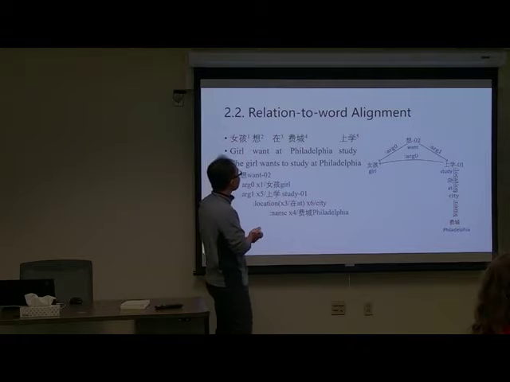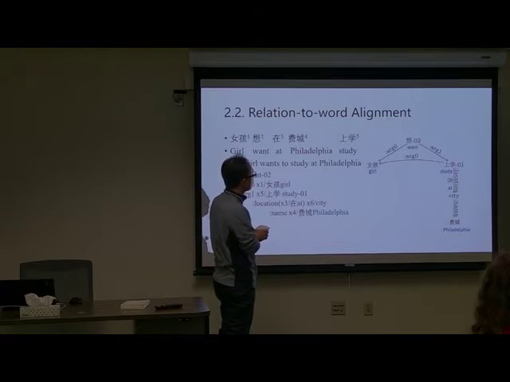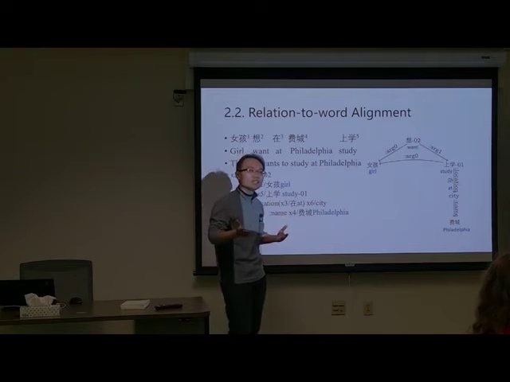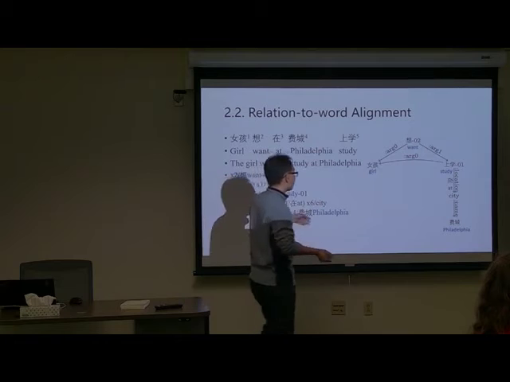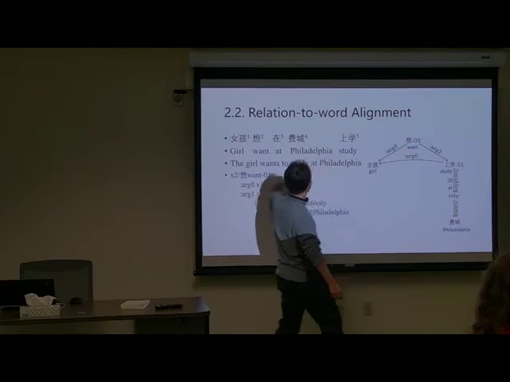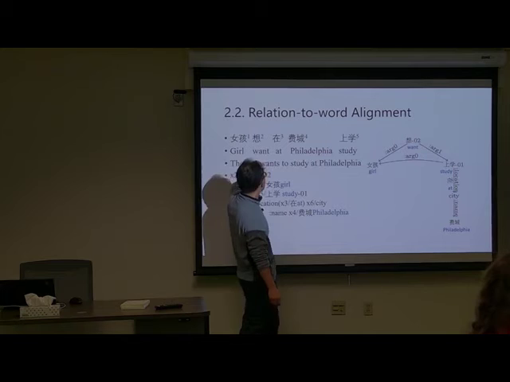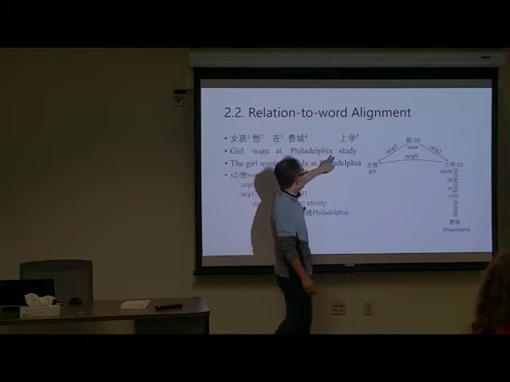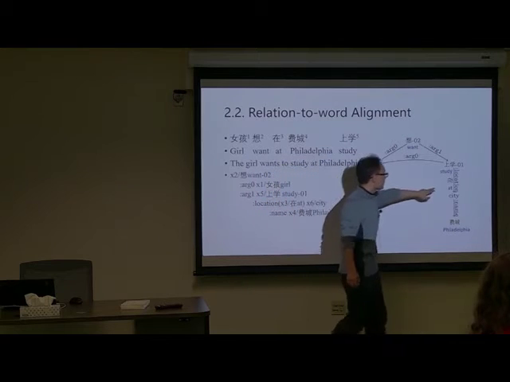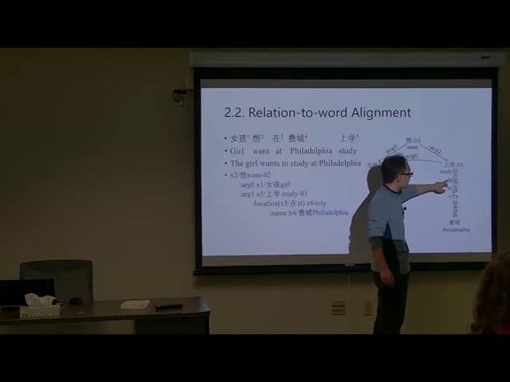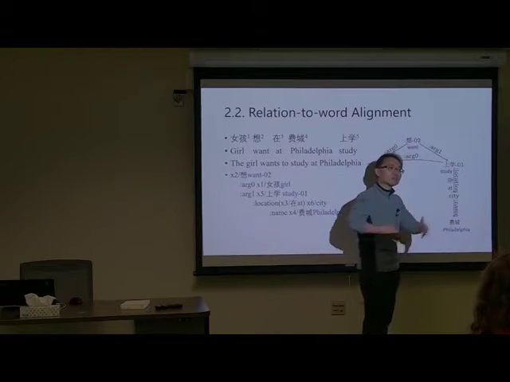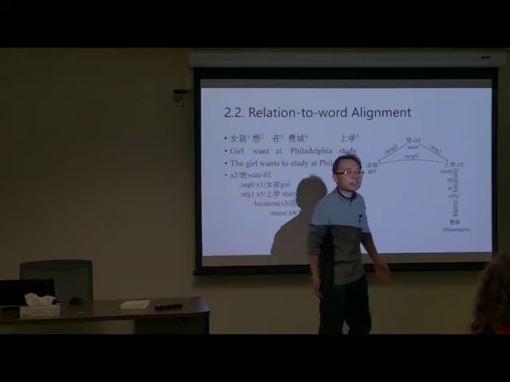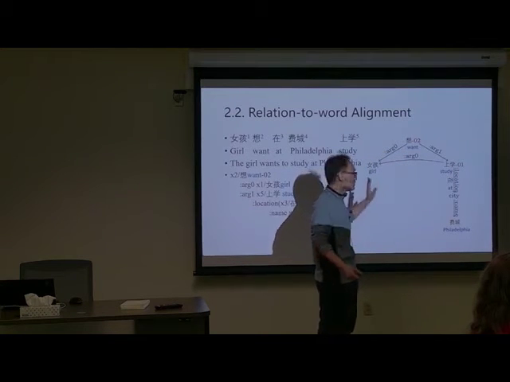Yeah. And the more difficult part is the relation alignment. This part is completely gone in the English AMR corpus. For example, "The goal wants to study at Philadelphia." It is goal, want, at Philadelphia, study, and this word "at" means location, and it's trimmed off in the AMR corpus because it is not a concept. It's only a preposition. So all prepositions are trimmed off.